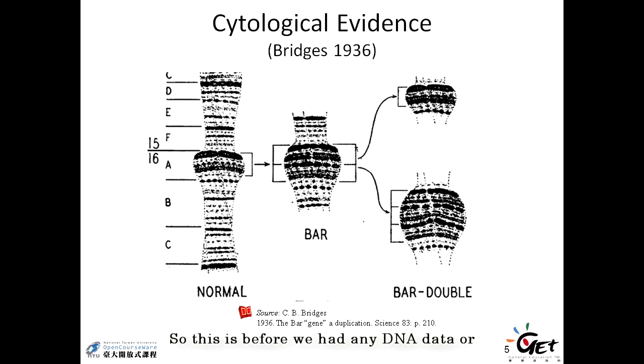So this is before we have any DNA data or before we know DNA is the genetic material. They use both genetics and cytological evidence to demonstrate bar mutant is a duplication on the X chromosome and result in this mutant phenotype.